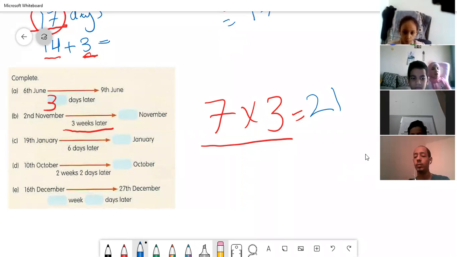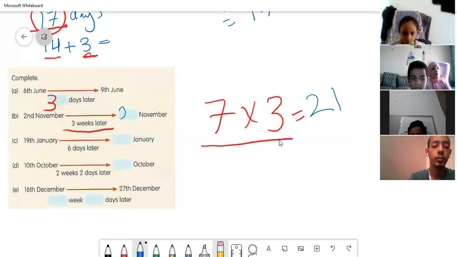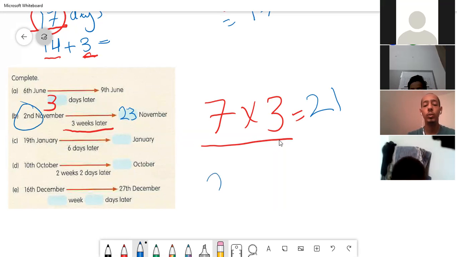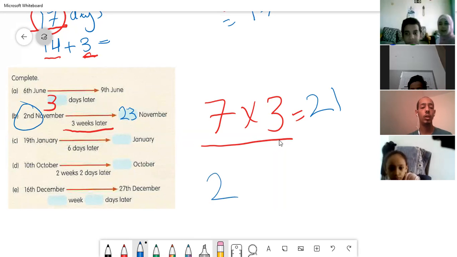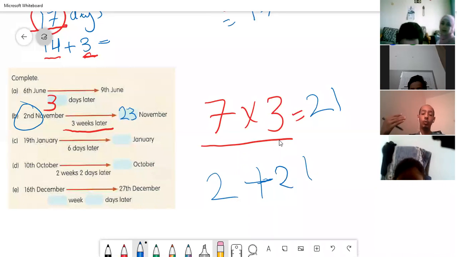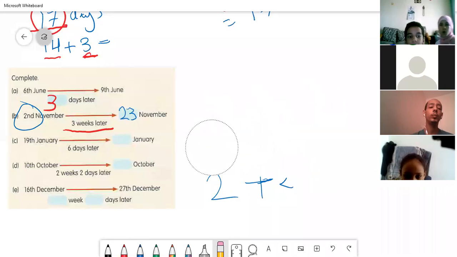The answer is going to be 23 November. Why is it 23? Because you have to add 2 to 21. Very good. The date is 2nd of November, then 3 weeks later means 21 days. This means I'm going to add the 21 days to the date of today to find the date after 21 days. So 2 plus 21 equals 23 of November. Thank you.